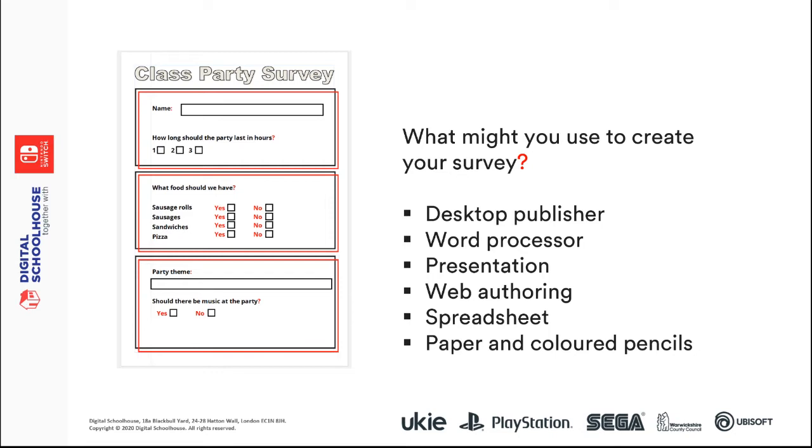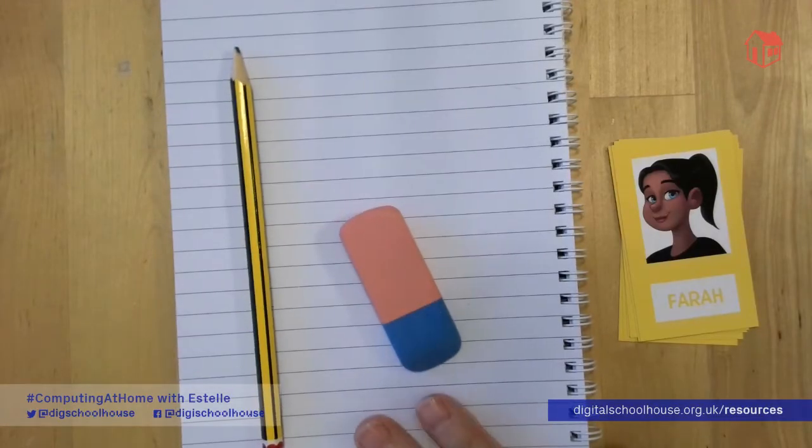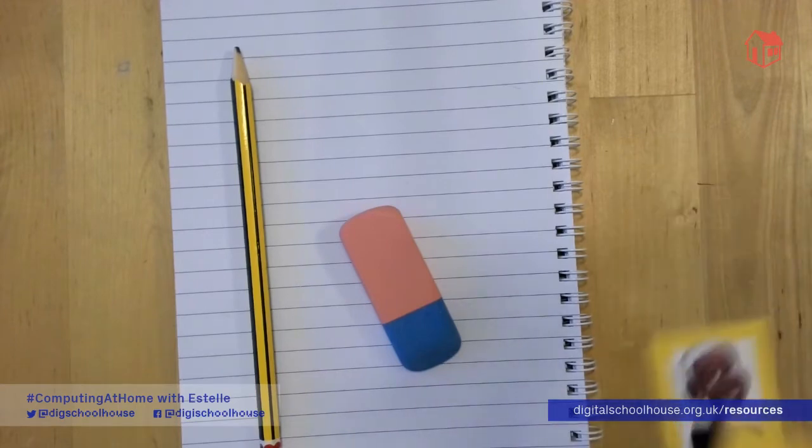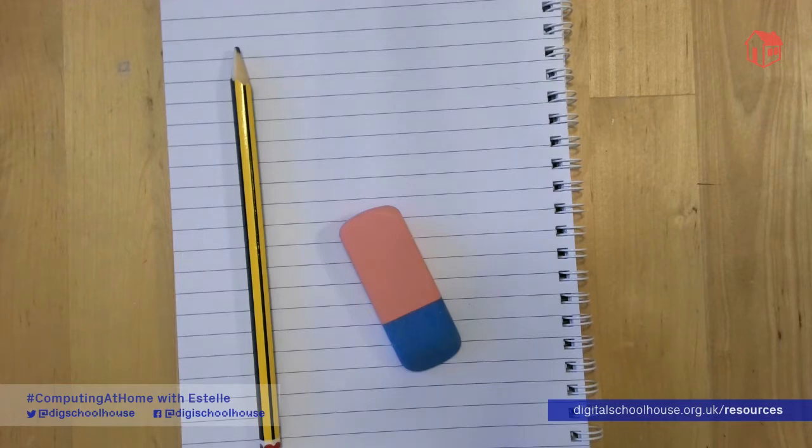But because we're going to be working without having to use a computer, other than watching the video, of course, we're going to be using paper, pencils, and you could use coloured pencils as well if you want to make it look bright and interesting and inviting. So I've got down here already set up my pencil and my pad that I'm going to be using for designing my survey on.